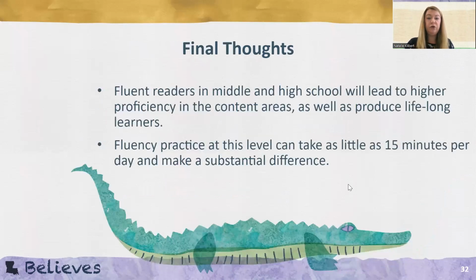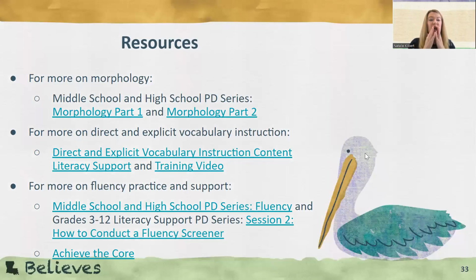Okay. Fluent readers in middle and high school will lead to higher proficiency in the content areas, as well as produce lifelong learners, which is our goal. Fluency practice at this level can take as little as 15 minutes per day and make a substantial difference to students. So there are a lot of different resources here for this particular session.